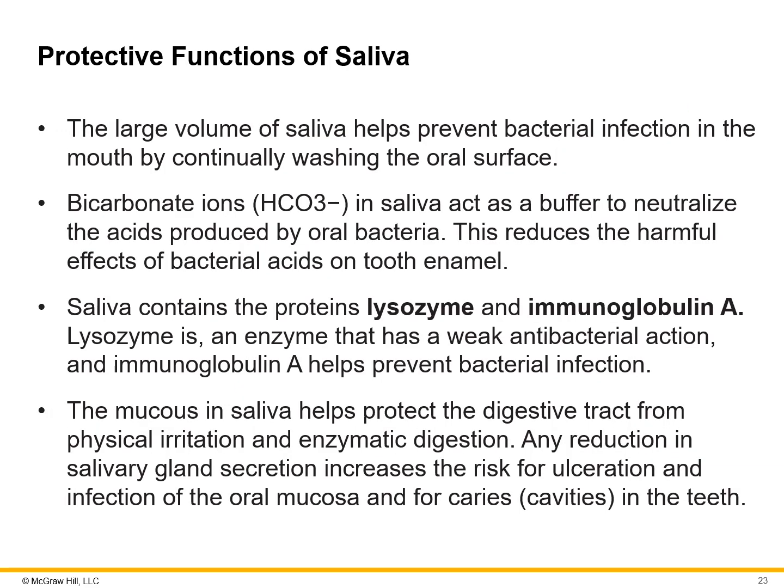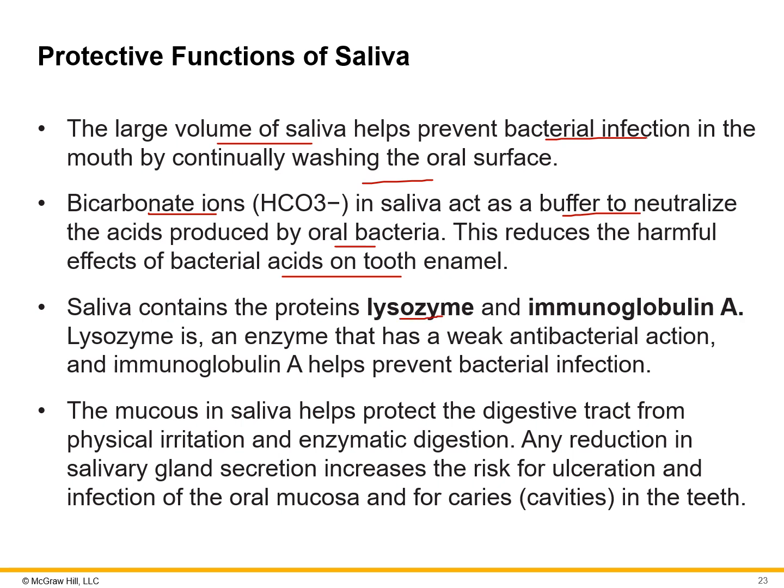So the protective functions then of saliva, so the large volume just helps prevent bacterial infections in the mouth. So it kind of washes away the oral surface so that the microbes can't attach. It also forms bicarbonate ions. We talked about this a little bit in our respiratory system, but the bicarbonate ions help to buffer and neutralize any acids that are made by the different bacteria in our mouth. And it also helps to reduce bacterial acids that would impact tooth enamel. So it helps neutralize that acid.